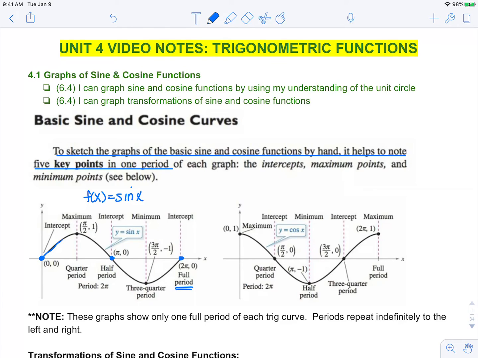It curves upward to a maximum of 1 at pi over 2, it curves back down into 0 at pi. It goes down to a minimum of -1 at x equals 3 pi over 2, and then it comes back up to 2 pi with a value of 0. The sine curve will always look this way. This is the parent function of the sine curve.